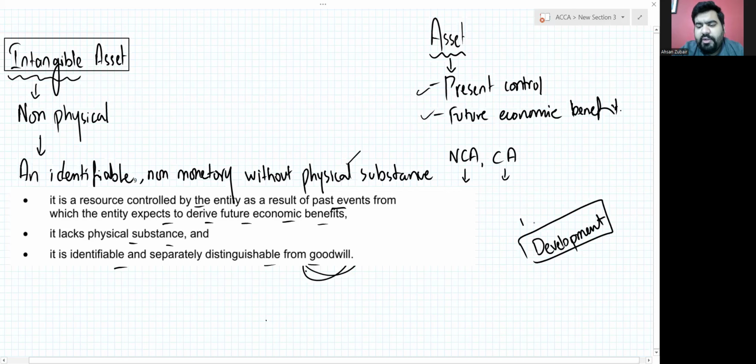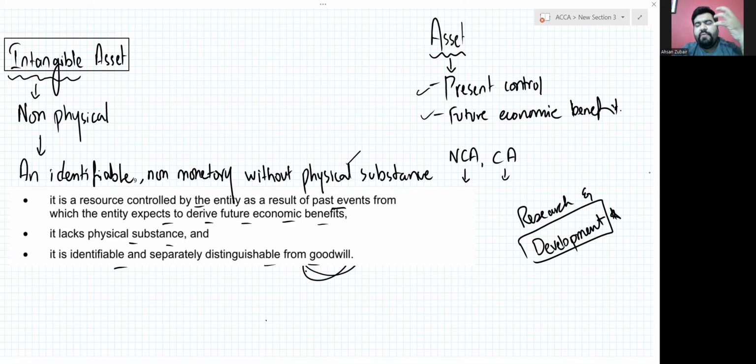So when we are doing research and development, this is not a physical thing. Research and development is something that you are thinking about, what you have to do. For that you are incurring cost. Research and development: research is not basically an asset, but development is, that's why I marked that.